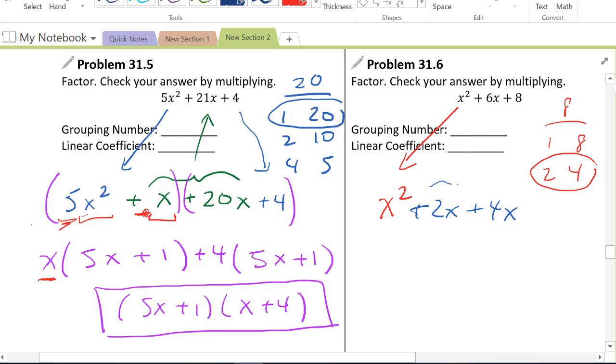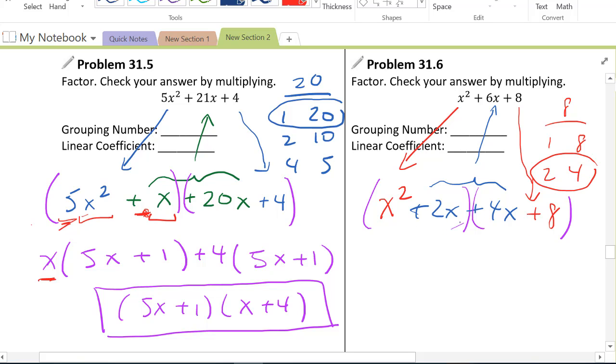And then just make sure, right, 2x plus 4x is equal to 6x, which it is. And then now I'm going to bring down my plus 8, right? What do I do now? I'm going to group factor.